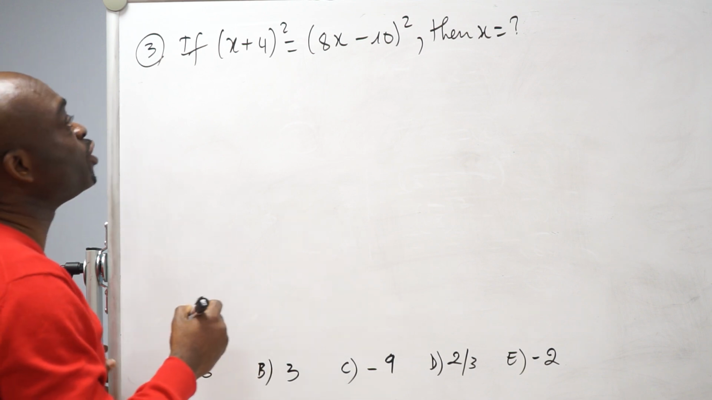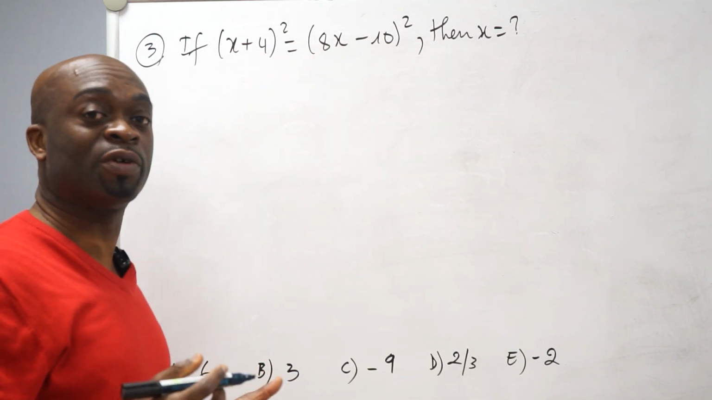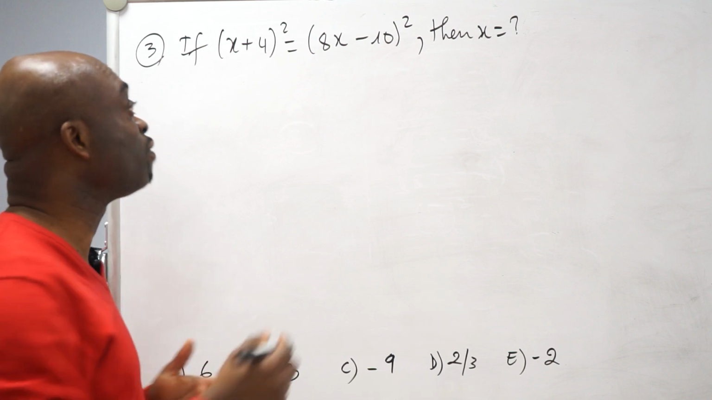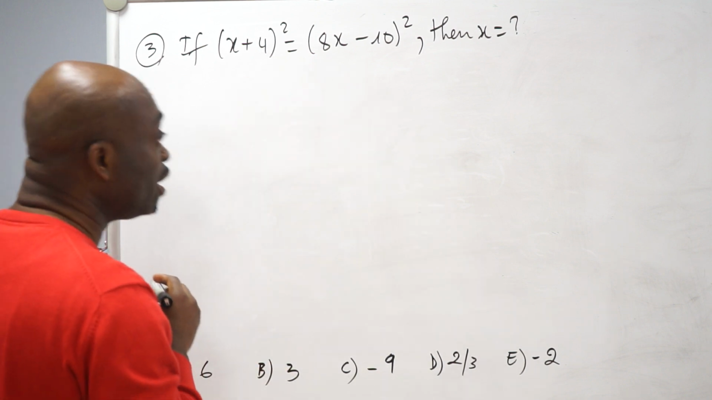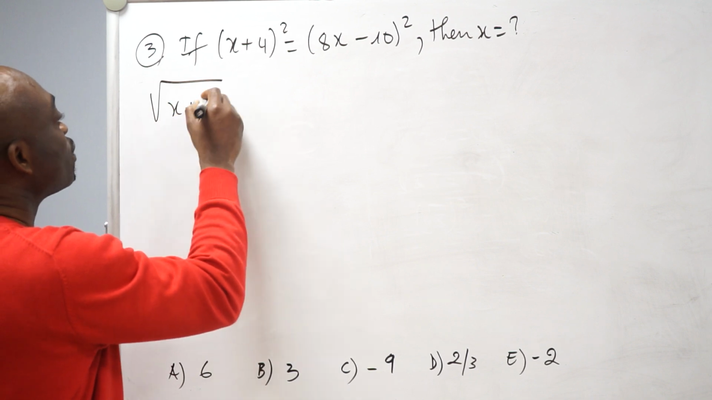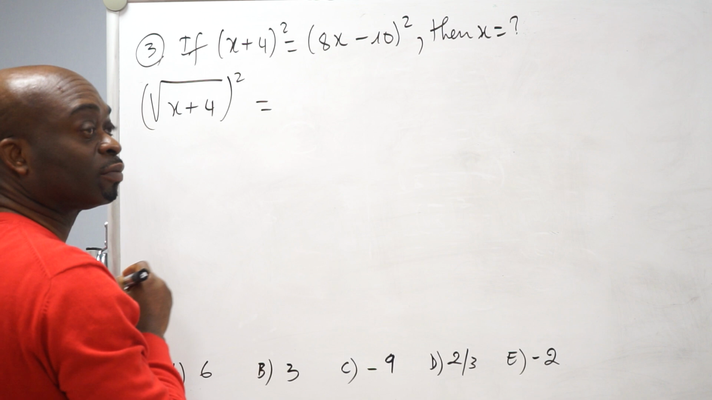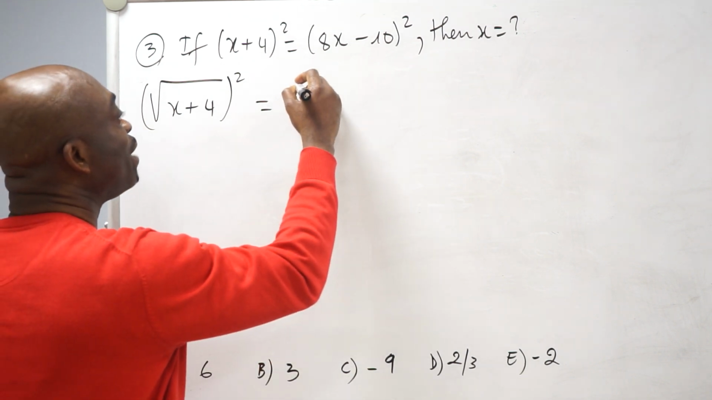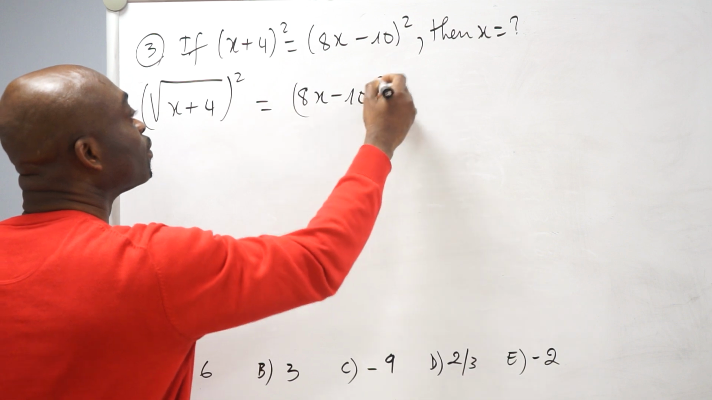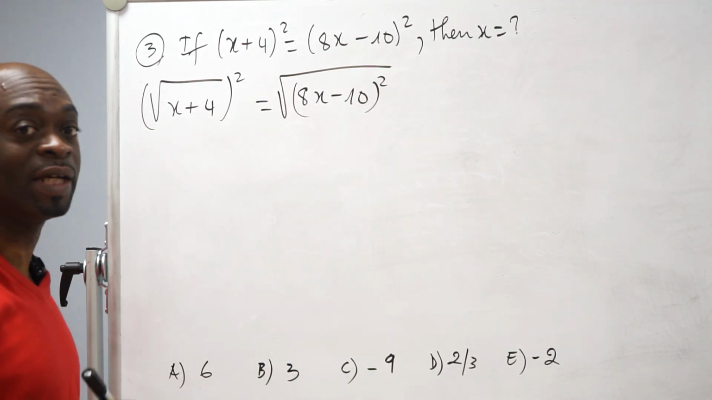The first thing we want to do is eliminate the square. To eliminate the power 2, we have to use the square root. So we have to take the square root of both sides of the equation. That means we're doing the square root of (x plus 4) squared, and then (8x minus 10) squared, and then we take the square root of that. So what's happening here?